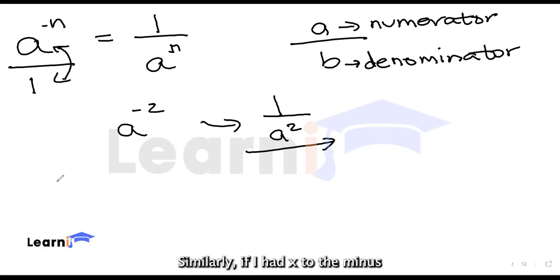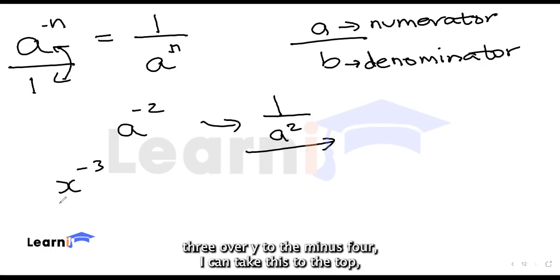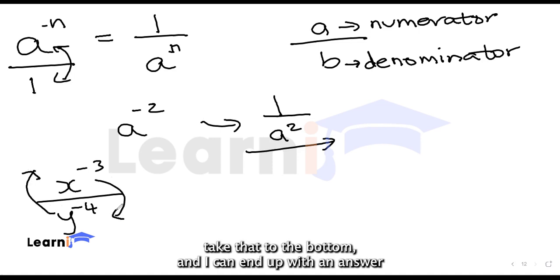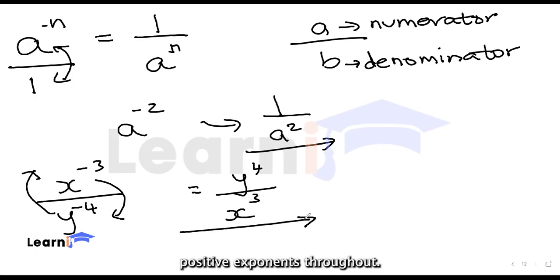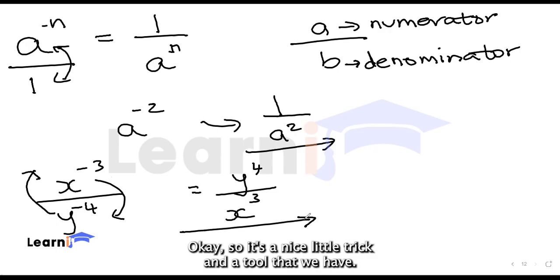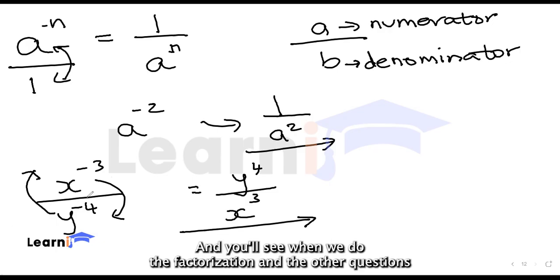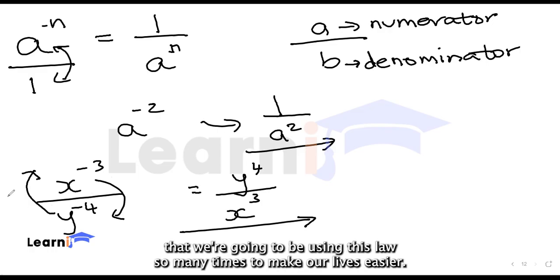Similarly, if I had x to the minus 3 over y to the minus 4, I can take this to the top, take that to the bottom, and I can end up with an answer that allows me to have positive exponents throughout. So it's a nice little trick and a tool that we have. You will see when we do the factorization and the other questions that we're going to be using this law so many times to make our lives easier.